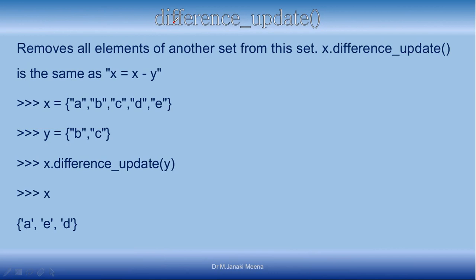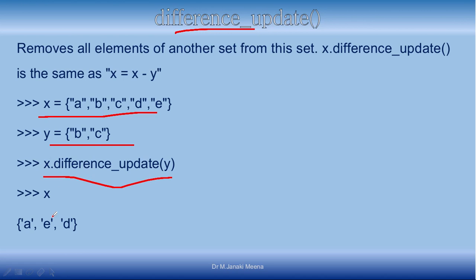What is the difference between the function difference and difference_update? Difference will find the difference between the two sets and will return another set. But difference_update will remove all the elements of another set and then update the set through which it is called. For example, if you have X as A, B, C, D, E and Y as B, C, when I say X.difference_update(Y), I am calling this function through the set X. So it will find the difference and update X, the object through which this function is called.